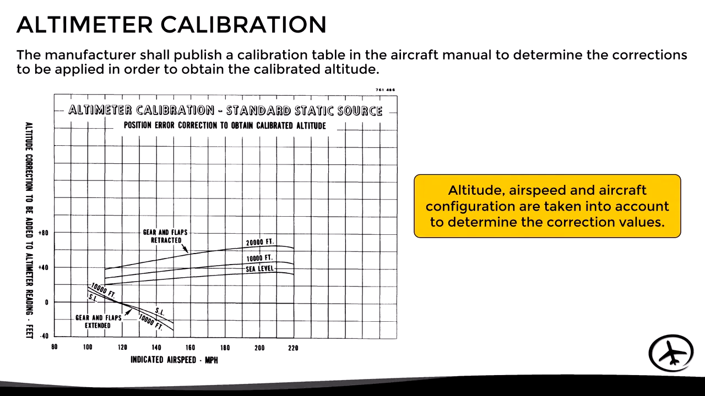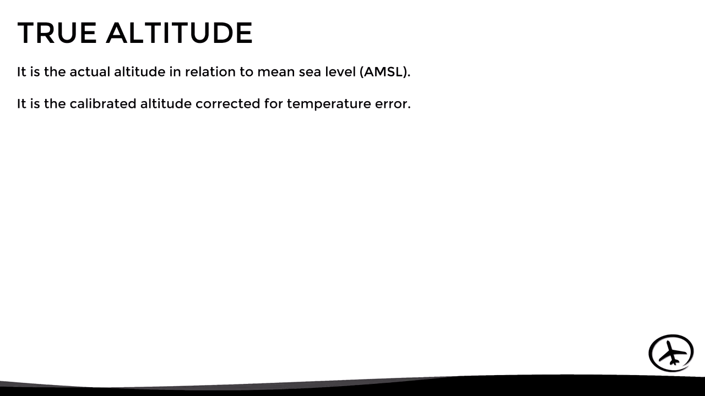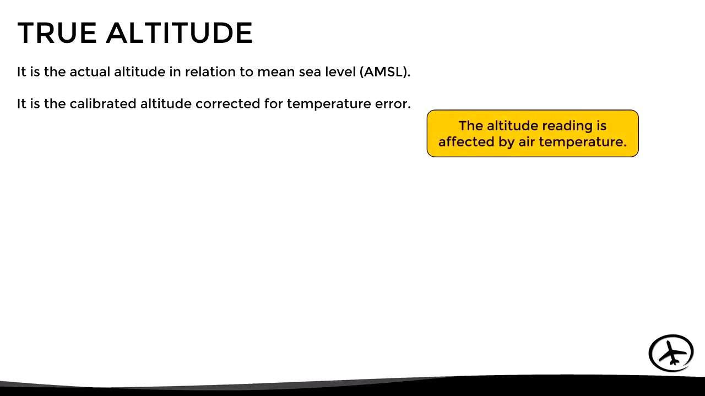So far, we have seen how the instrument and position errors affect the altitude reading. But there's another factor which also affects barometric altimeters, it is the temperature. This brings us to the concept of true altitude. As its name suggests, it is the actual altitude in relation to mean sea level. And in theory, it is obtained correcting the calibrated altitude for temperature error. And as we just said, the altitude reading is affected by the temperature of the air.